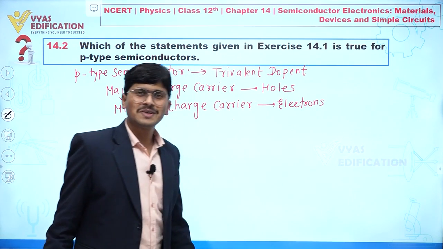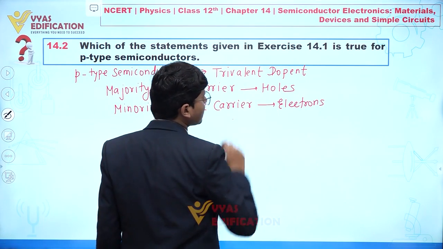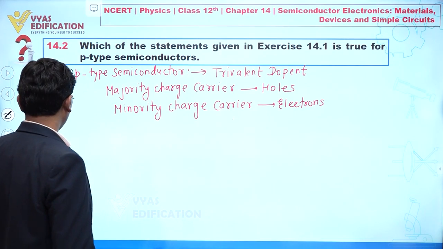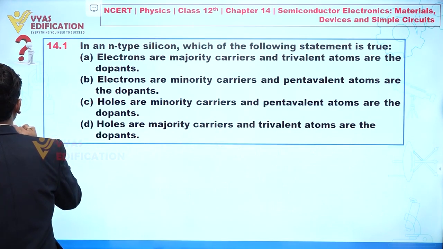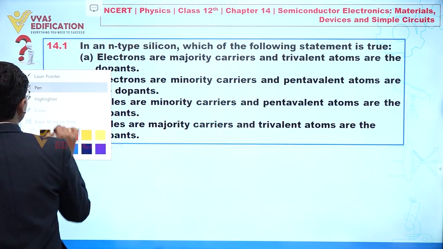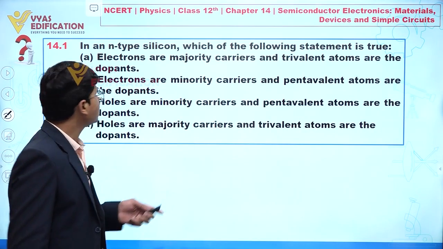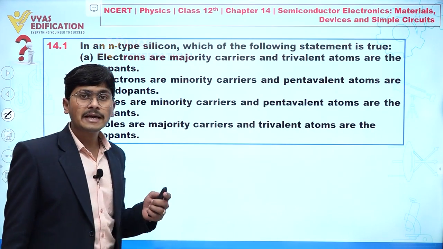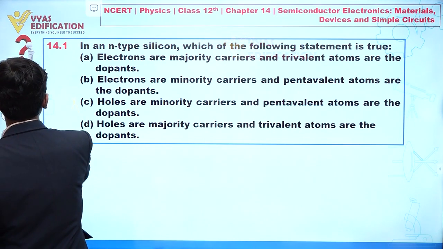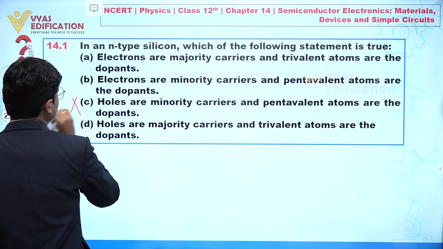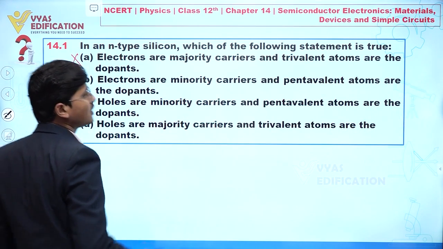Clear to everyone? Now let us try to solve which option is correct. Definitely keep in mind holes are majority charge carriers. Now if we talk about these options A, B, C and D, for the P-type of semiconductor holes are majority charge carriers, which means option number C is wrong. Clear? And electrons are minority charge carriers, which means option number A is also wrong.